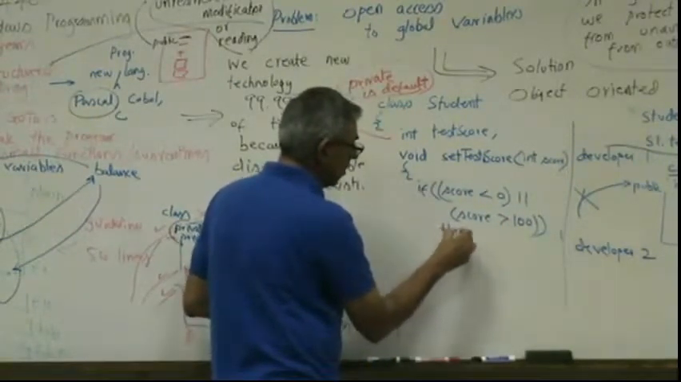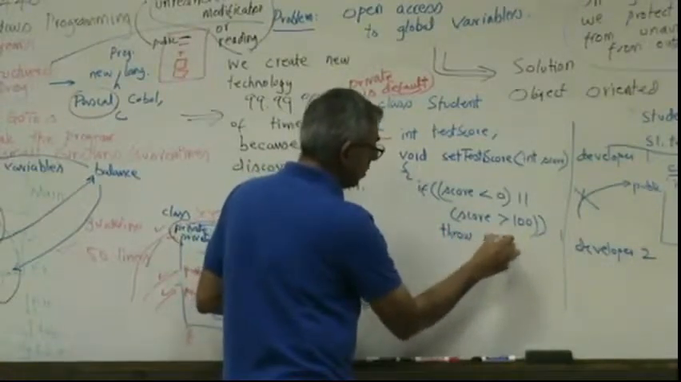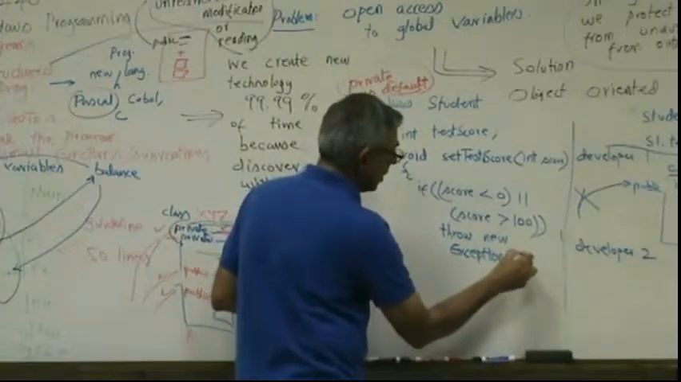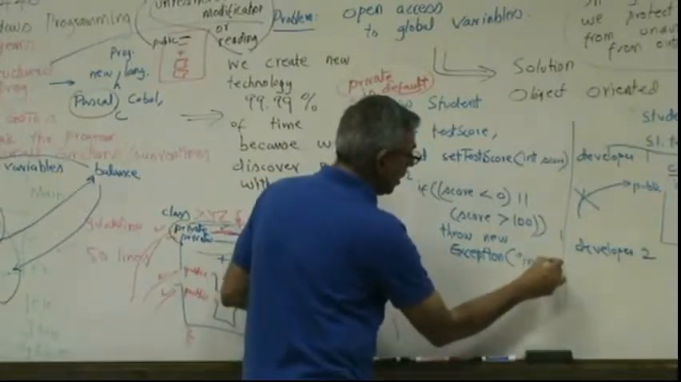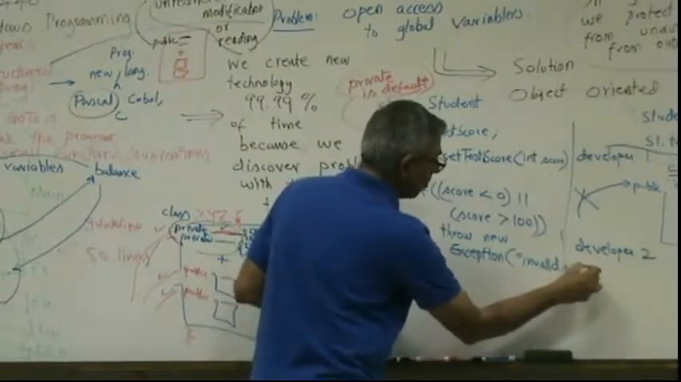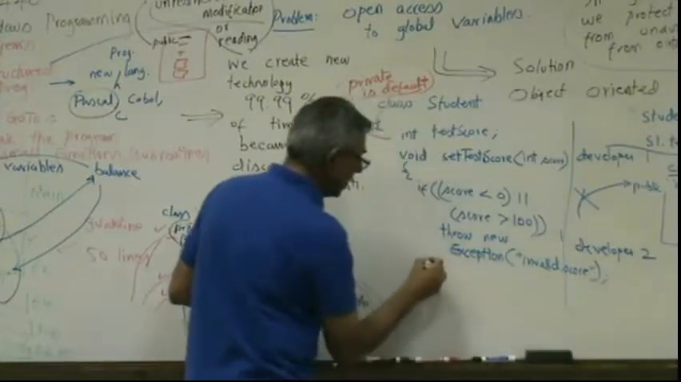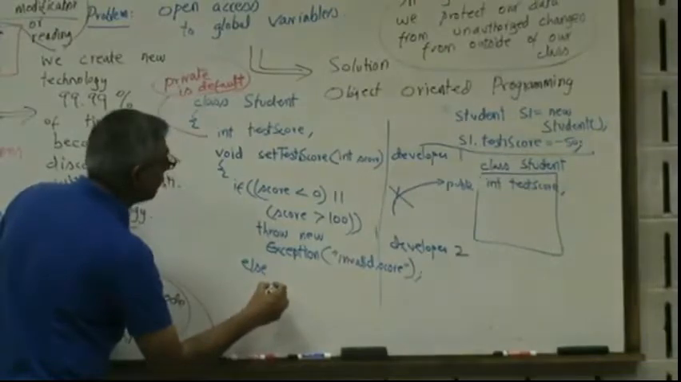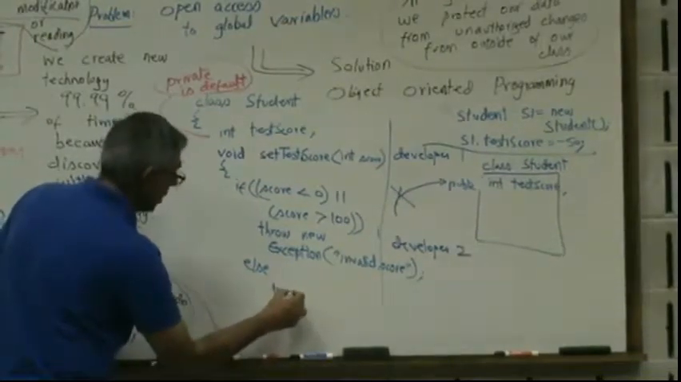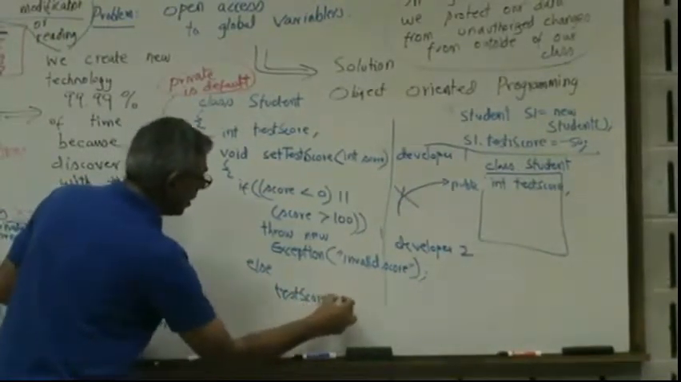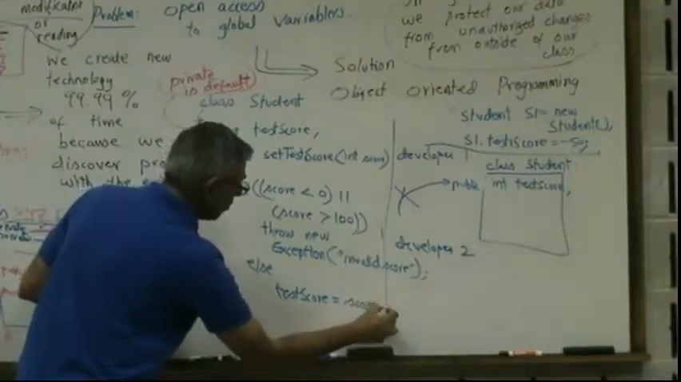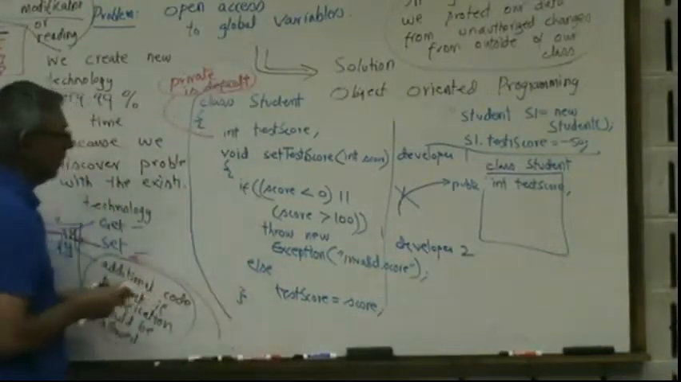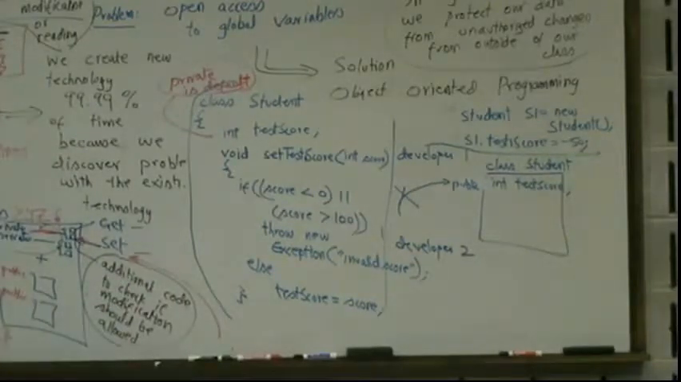Then throw new exception, invalid score, else test score equal to score. So here's one way to write part of the code in this class called student.